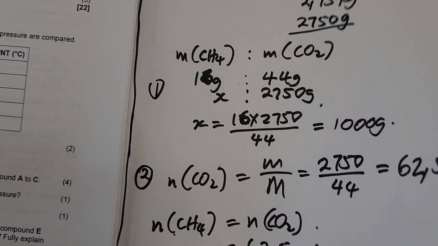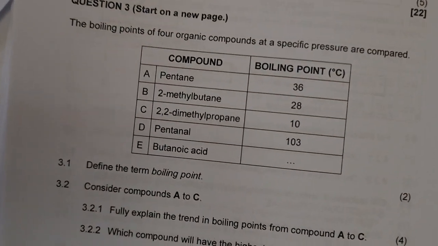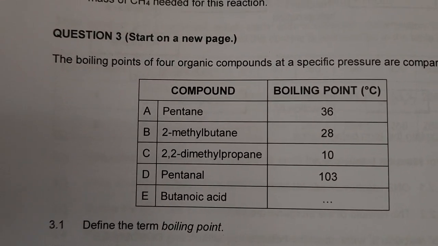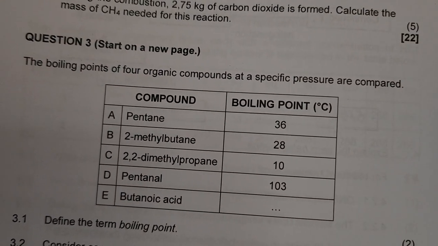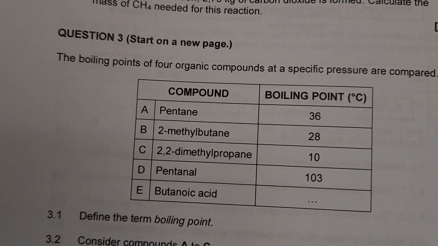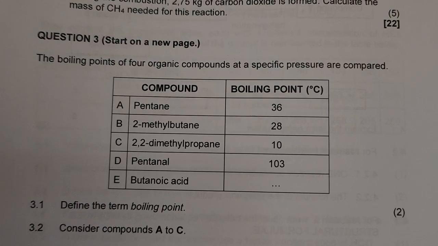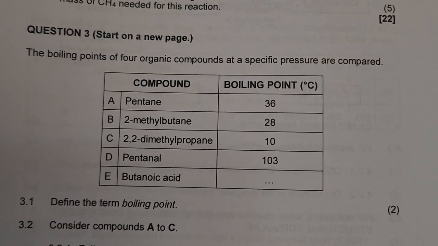Let's move on and come to the physical properties. Now, there's a question on physical properties here. It's question number 3 in a normal question paper. Remember, as I said, you are given this to say the boiling points of 4 organic compounds at a specific pressure are compared.